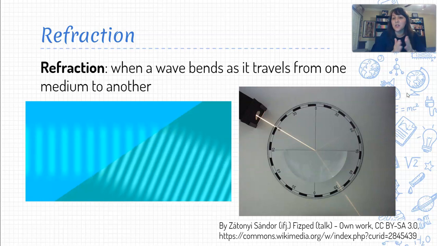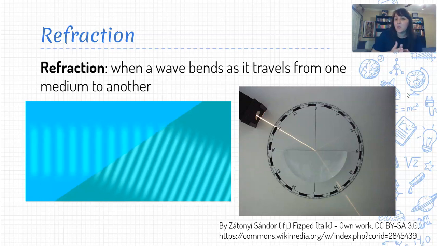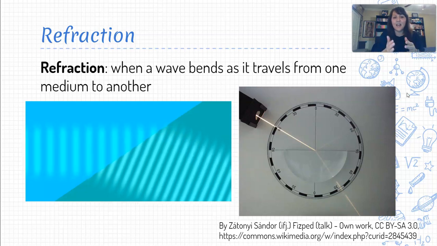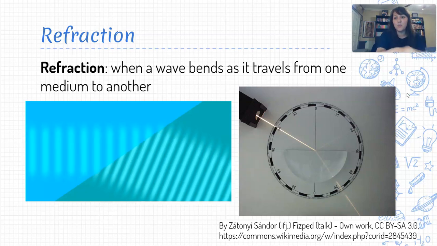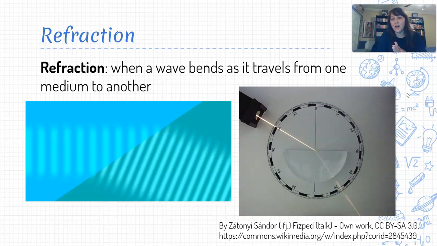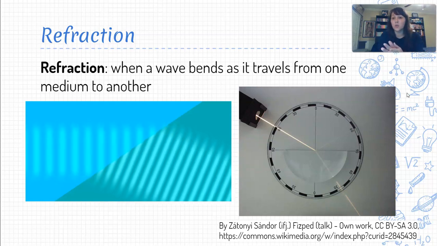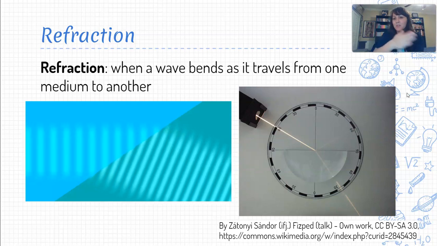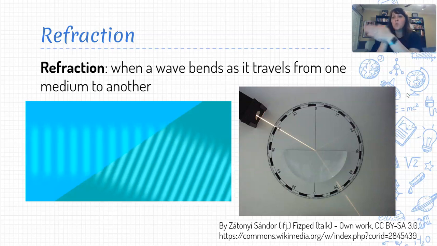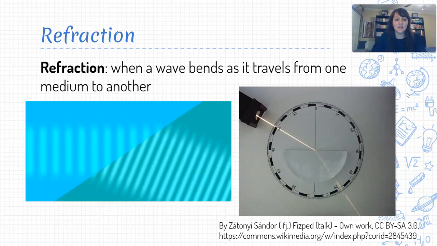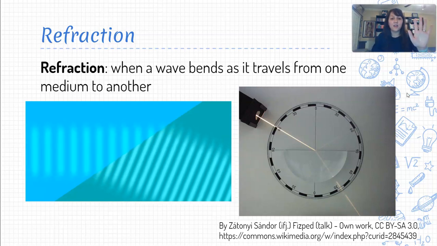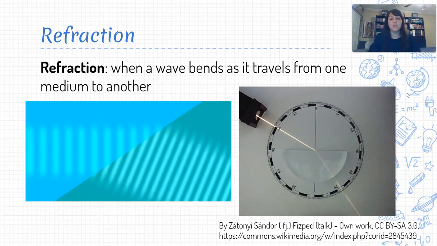And as a result of that shift in speed, it will actually turn a little bit. The side of the wave that hits that new medium sooner will move, in this case, more slowly than the part of the wave that hasn't hit that medium yet. And so the whole wave ends up kind of turning towards the medium that, in this case, it's moving slower in. We've got an animation of it on the left here.